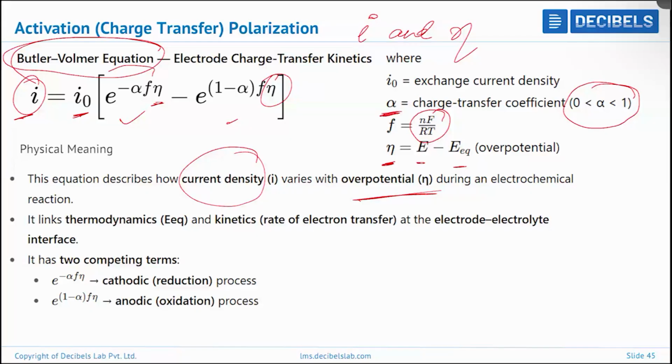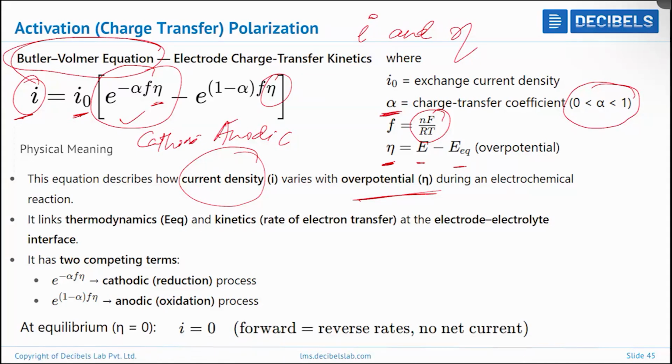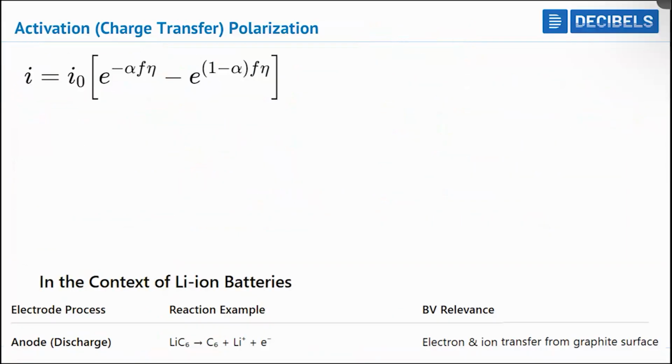Actually, it has two components. One is the cathodic and this is the anodic, both the reduction and oxidation processes. At equilibrium, eta is equal to 0, so the current is equal to 0. So both forward and backward reactions are the same.